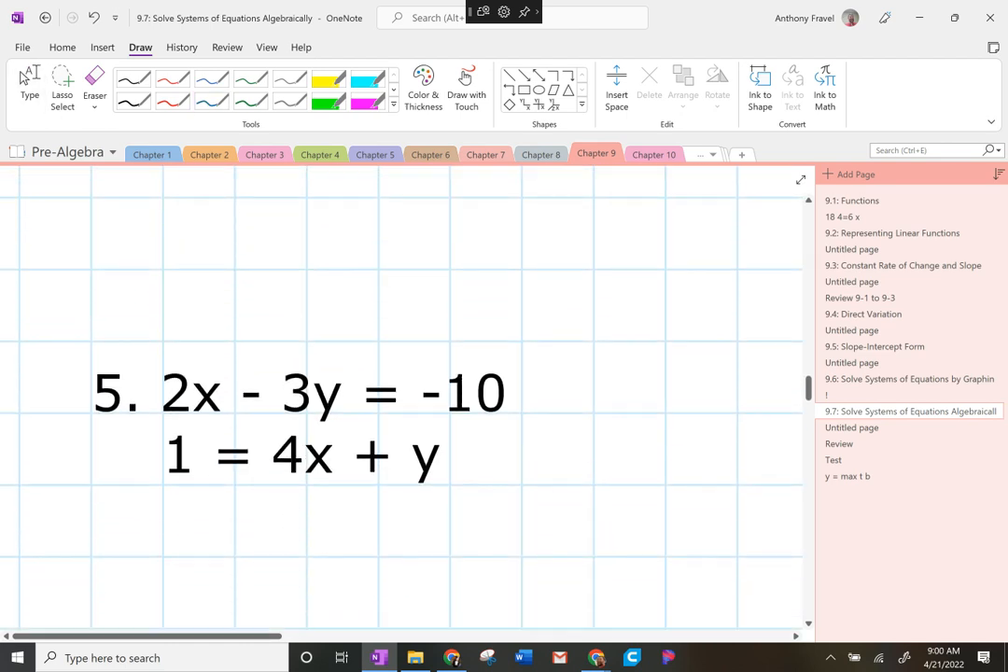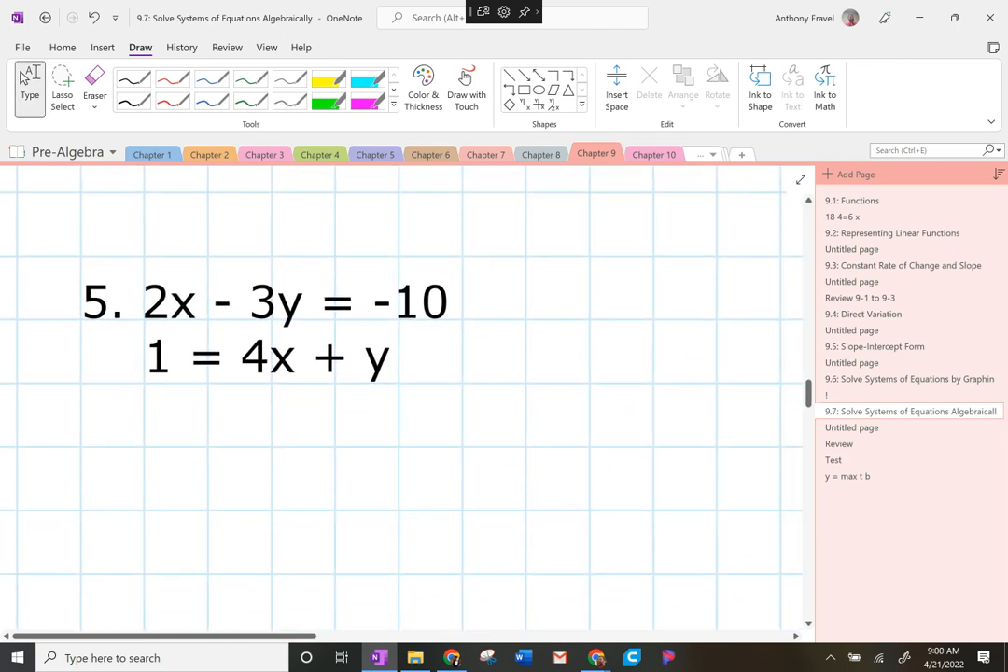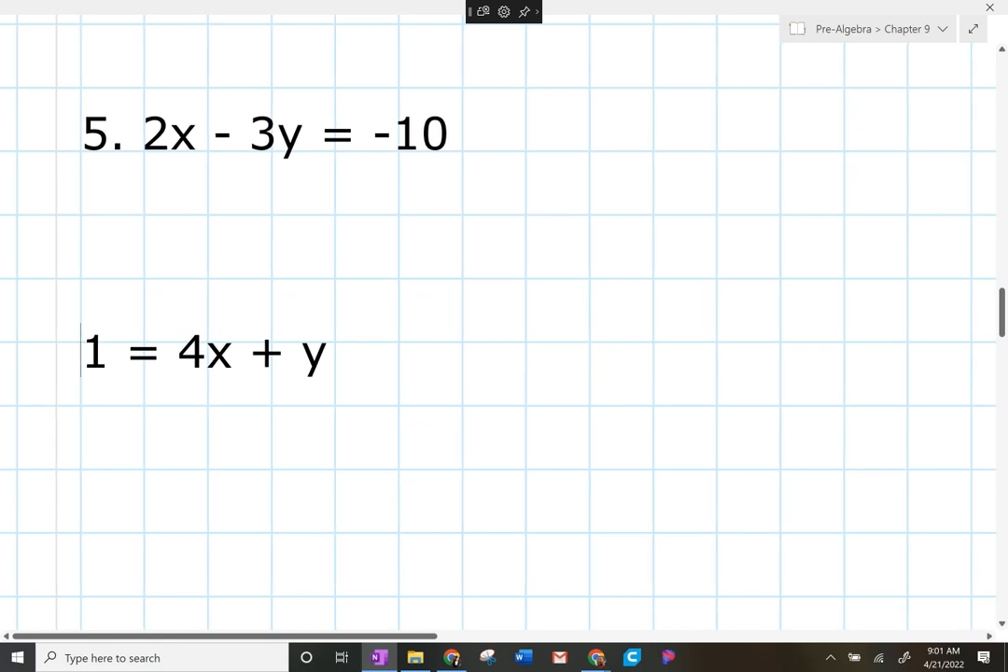Okay, I'm going to show you a trickier one. That's going to be the last one we do for the day. So looking at these two equations, actually, I'm going to enter in here so I can get some extra space in between them. I've got this 2x minus 3y equals negative 10. And then I've got 1 equals 4x plus y.